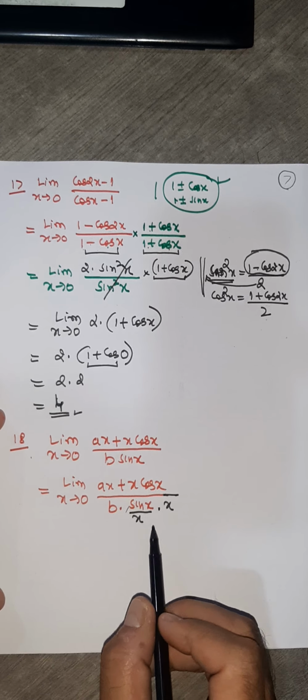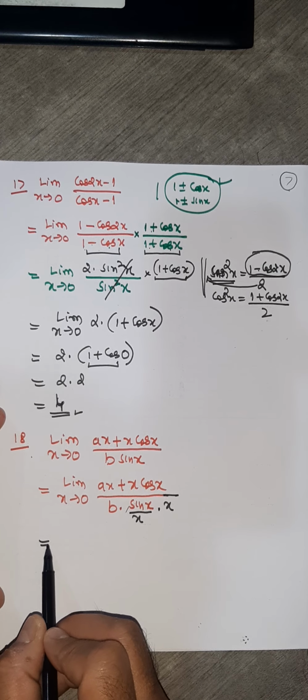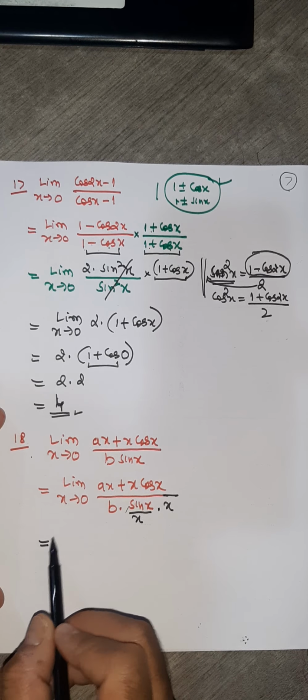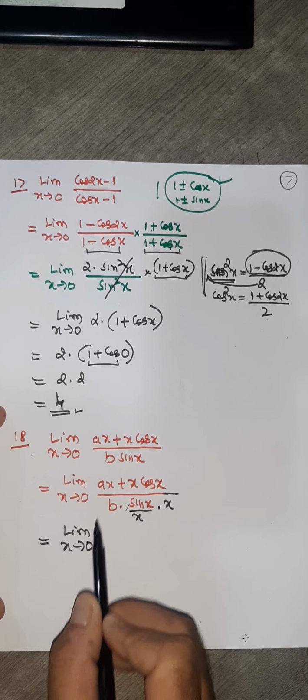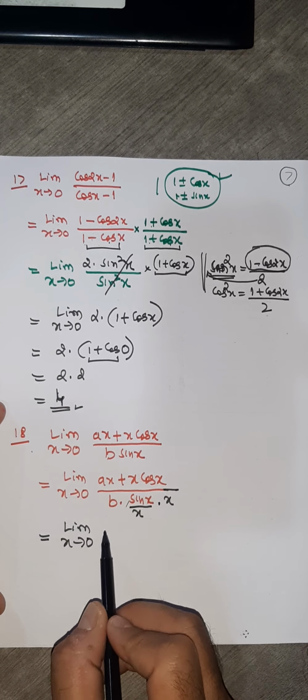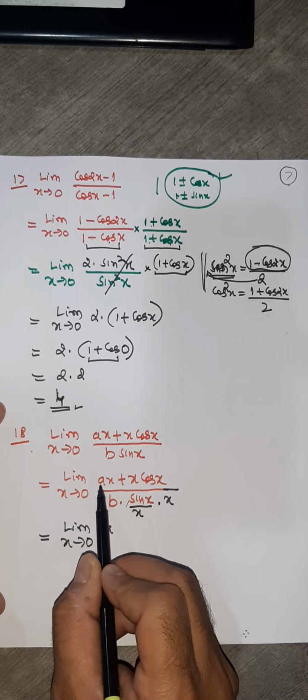Sine x upon x. Now after doing this, you can see there is an x common in the numerator. Here there is an x, so that x will get cancelled. You should not apply the limit directly. If you applied, you will get the 0 by 0 form. So here a plus cos x upon b into sine x upon x. What I did? Taking x common, and I've cancelled with this.